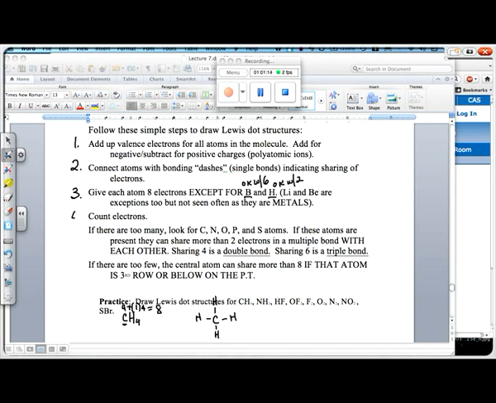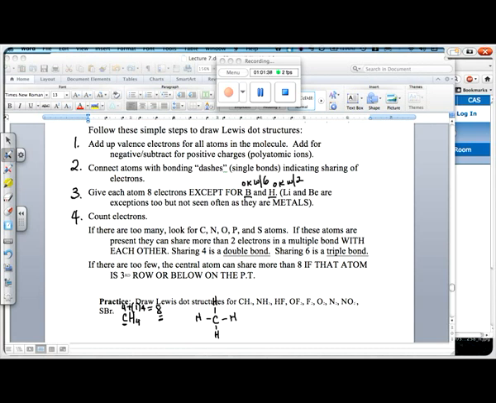Now this step number 4 is a check step. 2, 4, 6, 8. That is the total number of valence electrons we had, and we are finished because everyone is happy. All right? We will not use steps 5 and 6 until we get into lecture 9. All right, let's do the same thing for NH3.